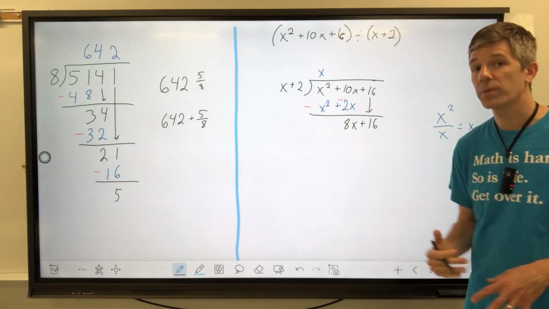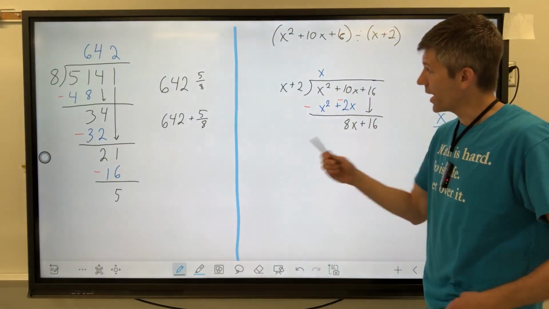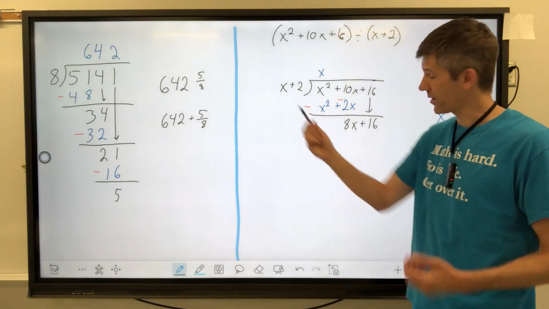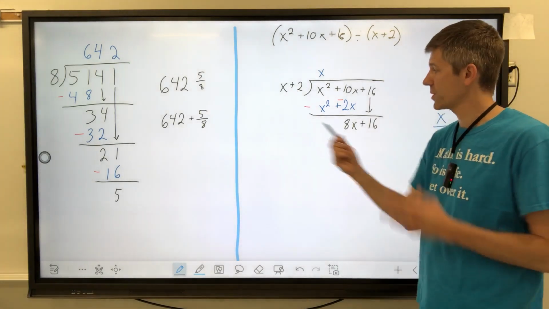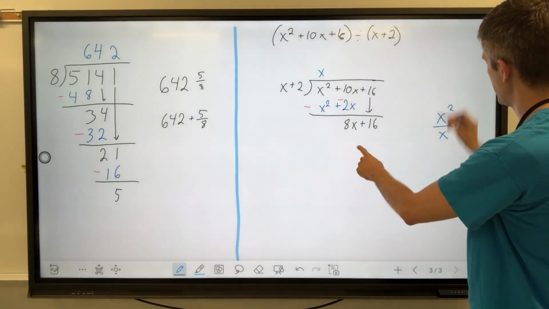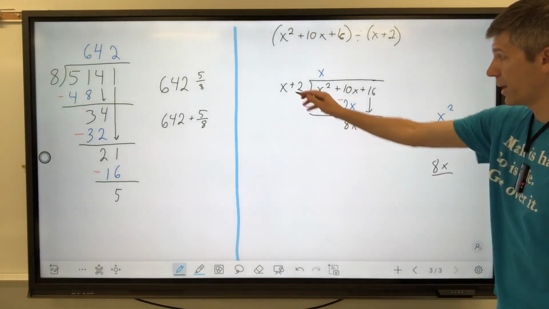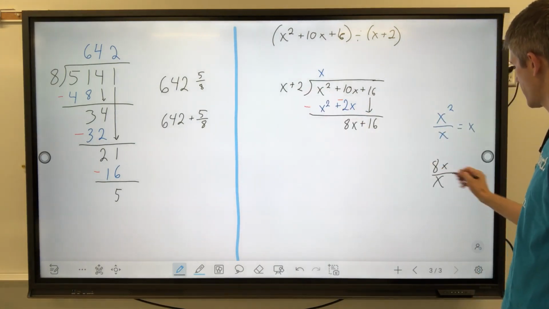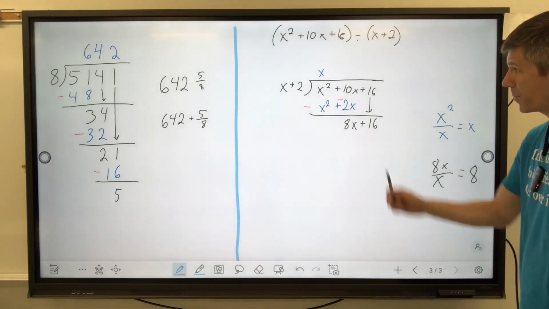And now we're going to do the same process again. How many times does first thing here go into first thing here? First term into first term. So if I were to word this differently, I would really say, what's 8x divided by x? And you can just cancel your x's and you'd get 8. So I'm about to put an 8 up here.